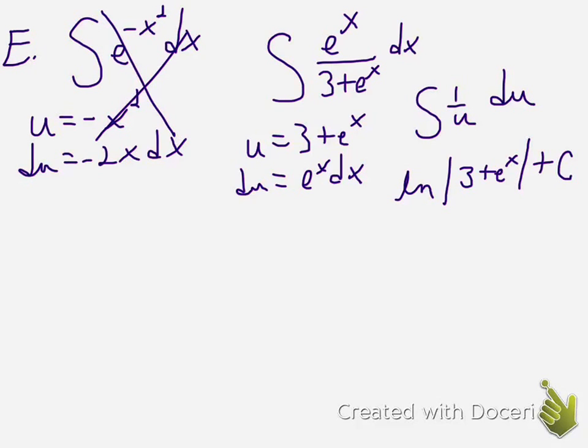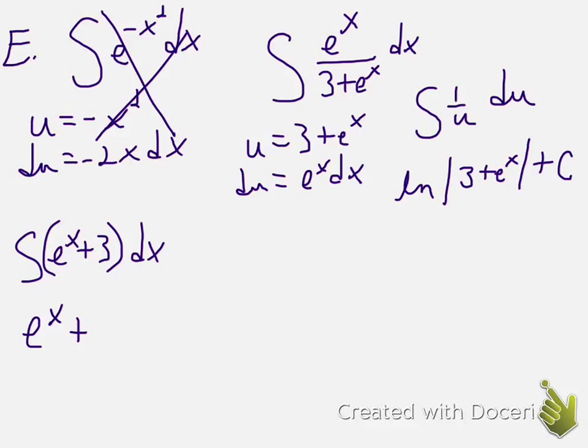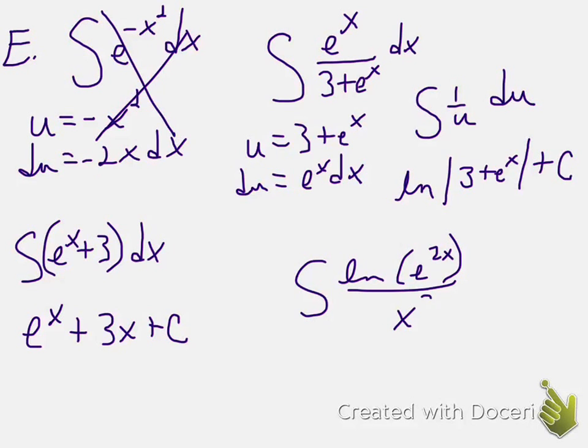Okay, the third one in row E. This one we can do without any algebra or substitution. Basically, we're just going to integrate each part, e to the x, and then integrate 3. The integral of e to the x is e to the x, plus the integral of 3 is 3x, and then plus c. The last one in that row can't be done right now. And that should be it.